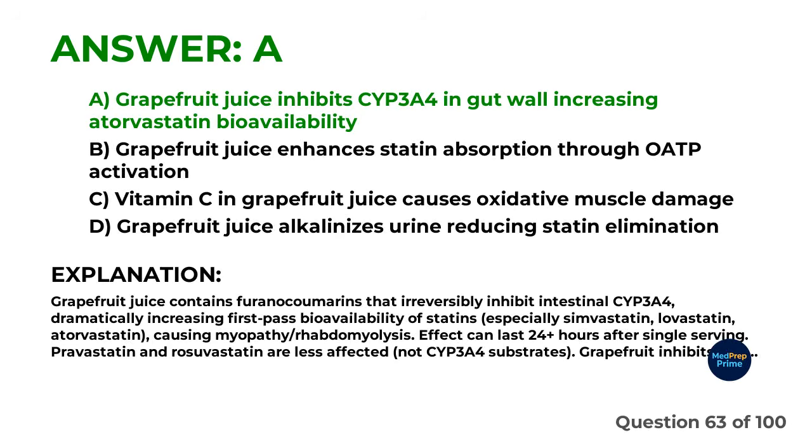Correct answer: A. Grapefruit juice contains furanocoumarins that irreversibly inhibit intestinal CYP3A4, dramatically increasing first-pass bioavailability of statins, especially simvastatin, lovastatin, atorvastatin, causing myopathy, rhabdomyolysis. Effect can last 24+ hours after single serving. Pravastatin and rosuvastatin are less affected, not CYP3A4 substrates.